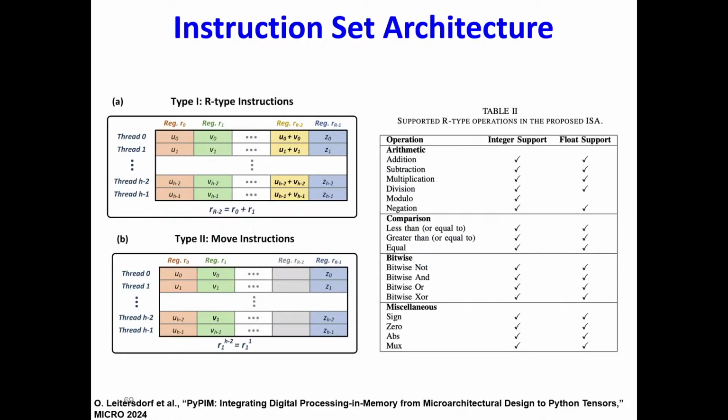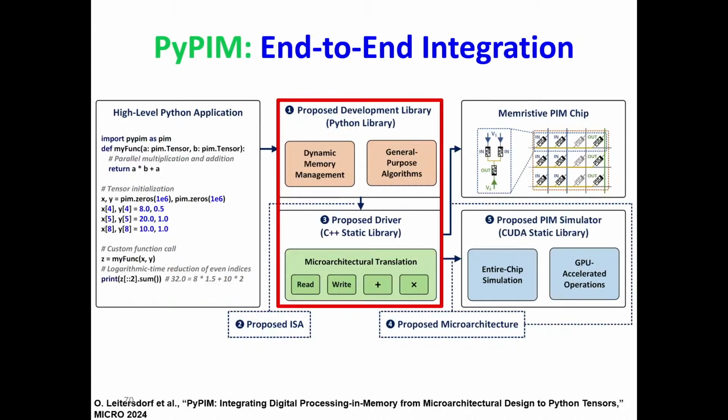And in the instruction set architecture, we support the different arithmetic and logic operations, both for fixed point and for floating point. So from the programmer point of view, R-type instructions are mapped into registers with the threads, and the same goes for the move instructions. So we can move from one register to a different register in a different thread if required. So that's about the microarchitecture and the instruction set architecture.